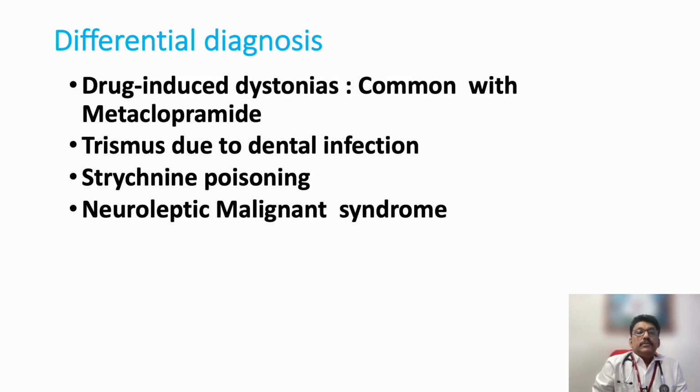Now, differential diagnoses are very important. Drug-induced dystonias, mainly seen with metoclopramide. After metoclopramide injection, you can see many patients develop dystonia, especially in the facial and hand muscles. Trismus due to dental infection. Strychnine poison, neuroleptic malignant syndrome. That is one of the most common differential diagnoses for tetanus. You can differentiate neuroleptic malignant syndrome or serotonin syndrome from tetanus by the consciousness level. In tetanus, the patient will be fully conscious, whereas in NMS, the patient will have altered behavior.